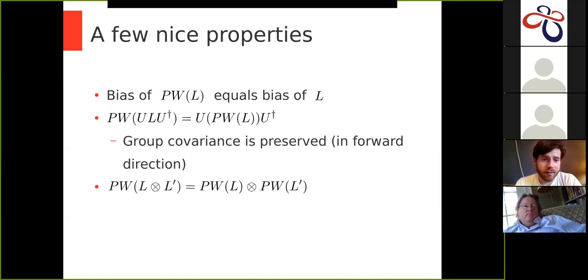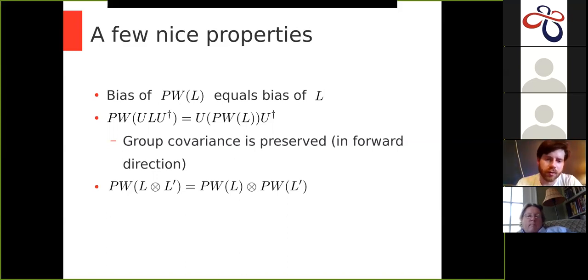So this has a few nice properties. It preserves the bias of your measure basis. It also doesn't preserve, but transforms equivalently with unitary conjugation. So if you conjugate a measure basis element, that's equal to the conjugation of the principal Wigner function. And then group covariance, which I didn't define, but if you're familiar with it, it's the idea that a whole set is generated by one element of it under the action of a group. So group covariance is preserved in the forward direction because of the previous unitary property.